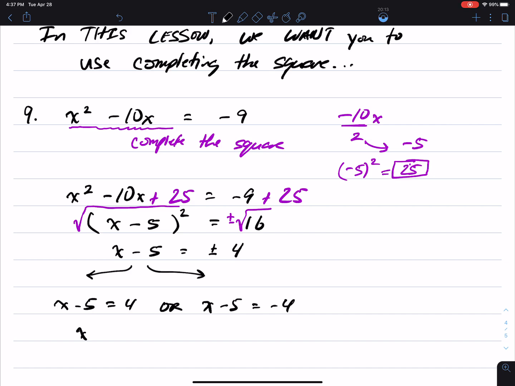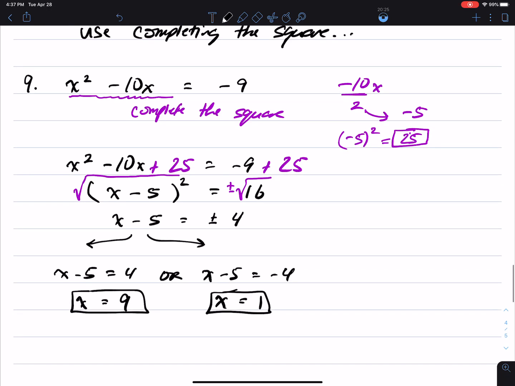Adding 5 to both sides here, and I'm speeding up a little bit, we get x equals 9. Adding 5 to both sides here, we get x equals 1. And there you have it, okay? 1 and 9. Similar answers to our last one, but a little different.